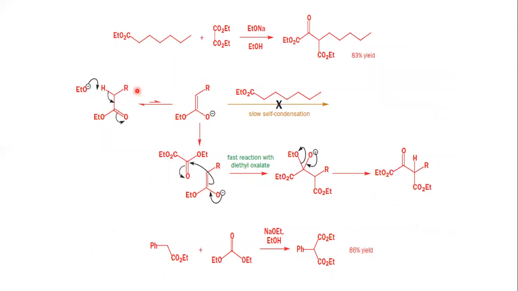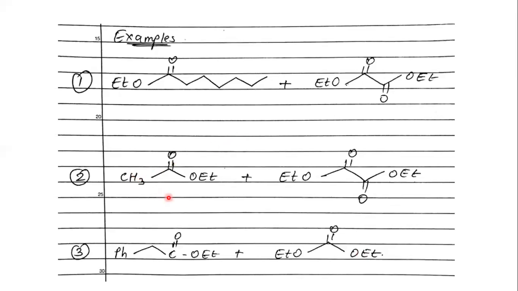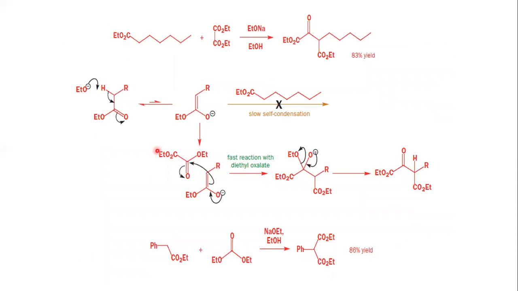So the first example that was drawn here, the first example to solve, after solving, you can see the product that is formed, which is here. The second reaction, you can see the product formation over here. This is the second product that is going to form. The third reaction, the product is formed over here.